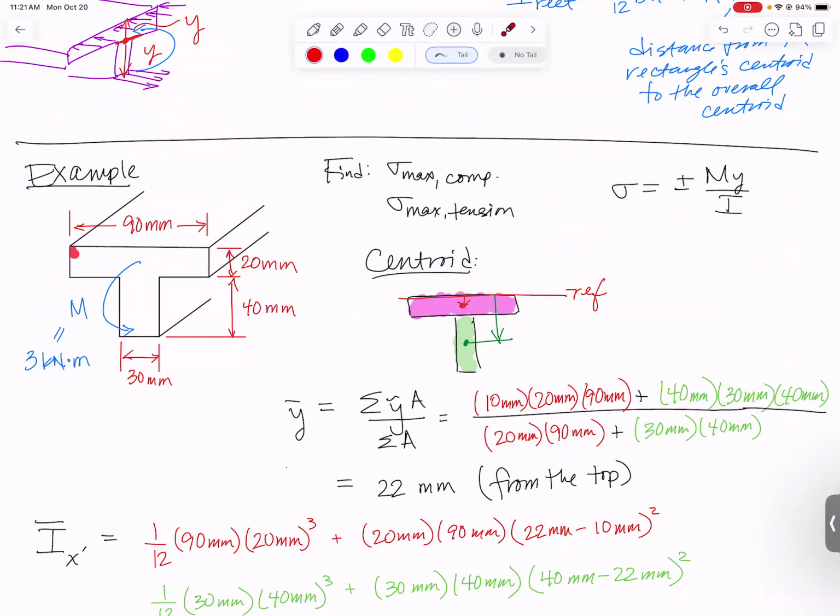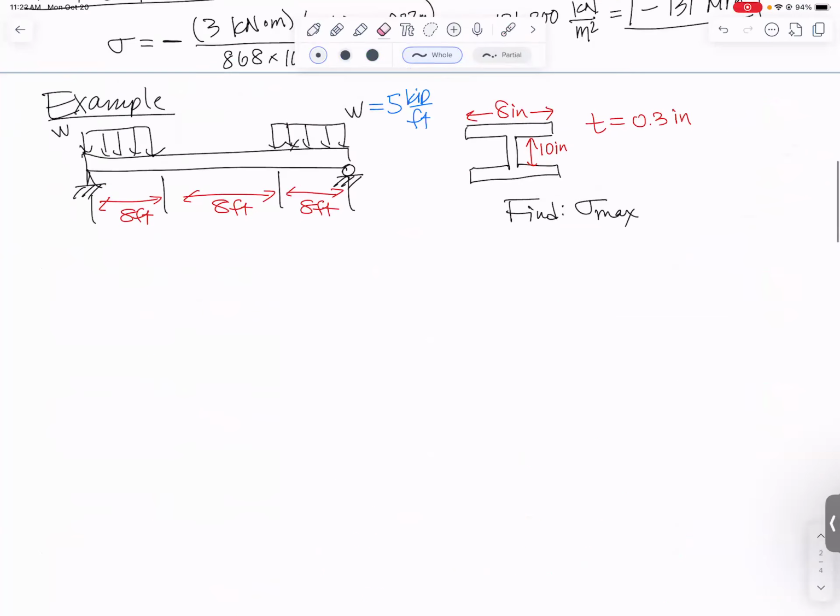This T shape, because of all this extra area here, shifts the centroid up closer to the top surface. So that means you have a smaller stress here at the top than you do at the bottom. Next, let's take this one step further and solve a problem where we don't know the bending moment. We have to do some work to find it.